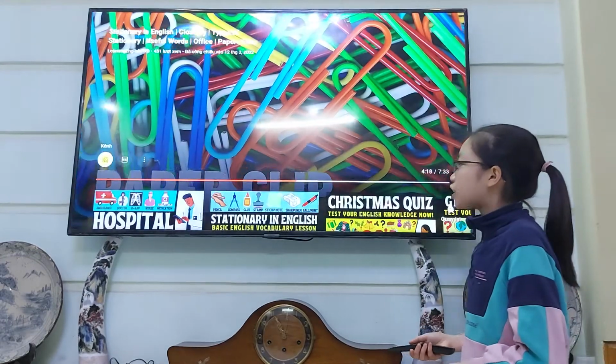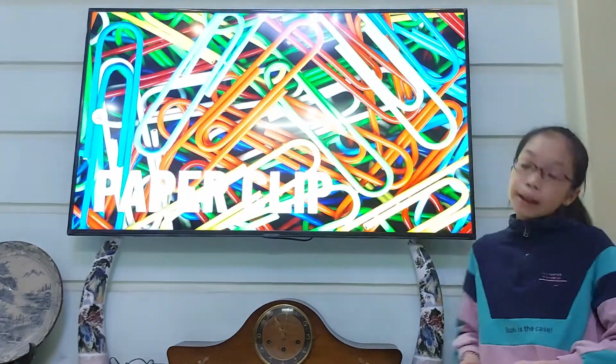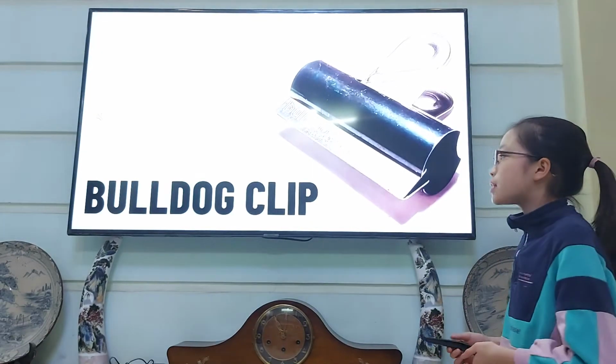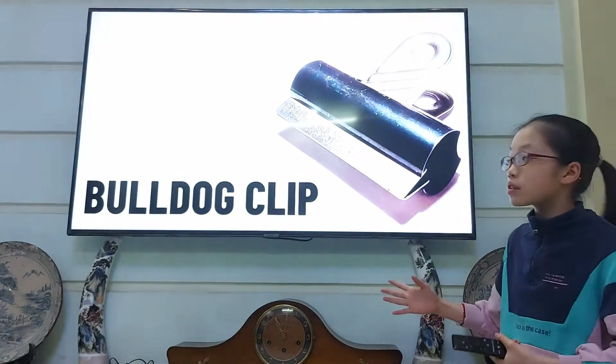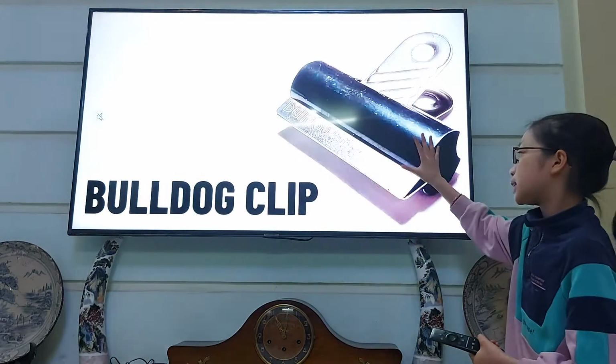Next, to attach the paper together, we also need a paper clip instead of a stapler. Also, a bigger clip is called a bulldog clip. This is a bigger clip.